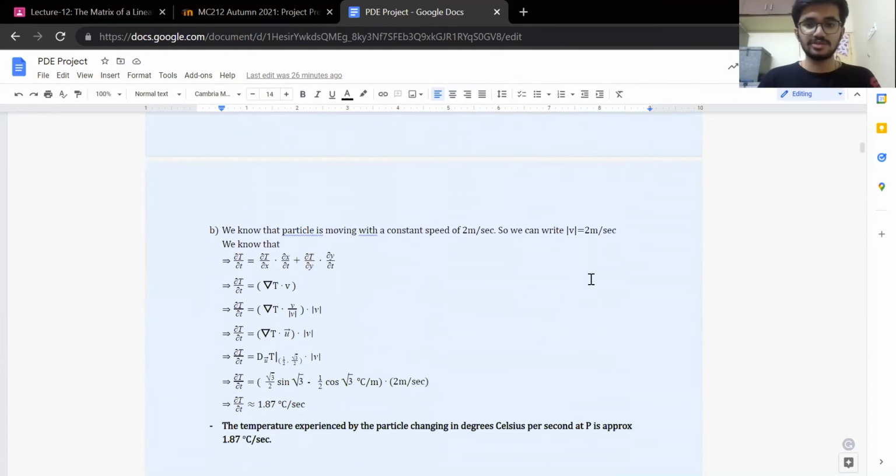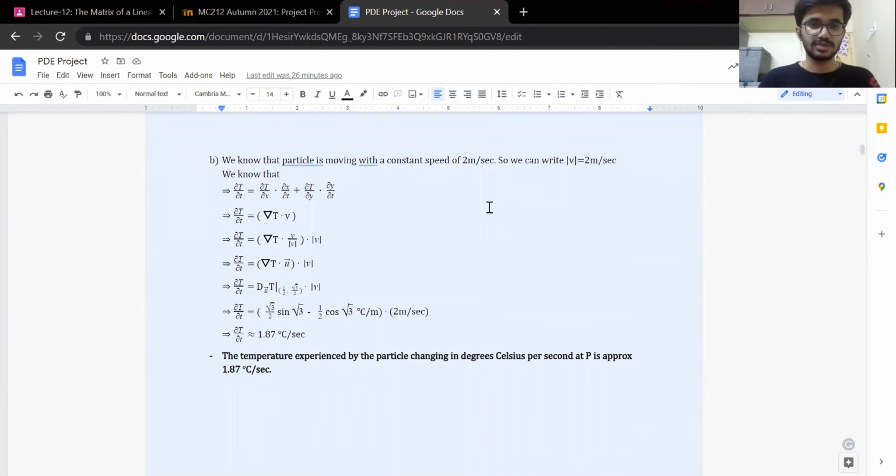Now the particle is moving with constant velocity of 2 meters per second. So we know the magnitude of V is 2, and in the second question, we are supposed to find the Celsius upon second. So here is the equation: you can write dT by dt as ∂T by ∂x into ∂x by ∂t in this form.